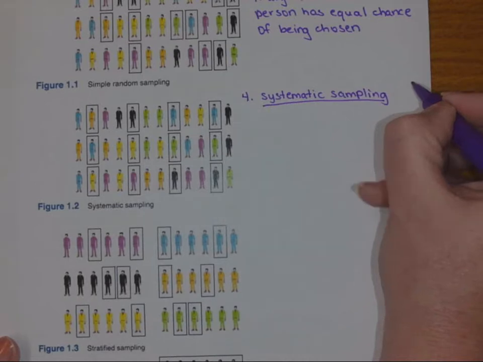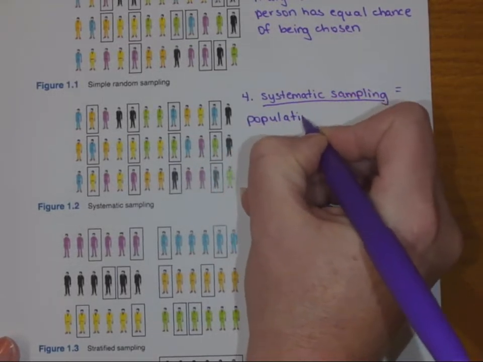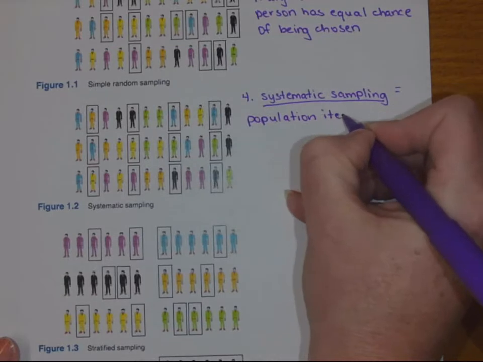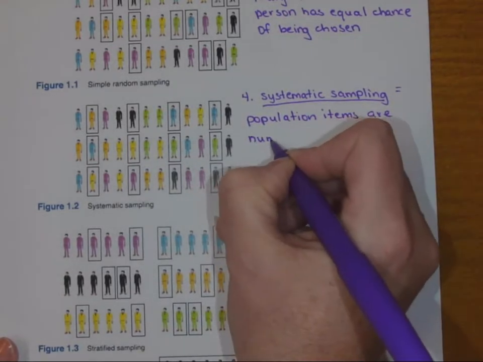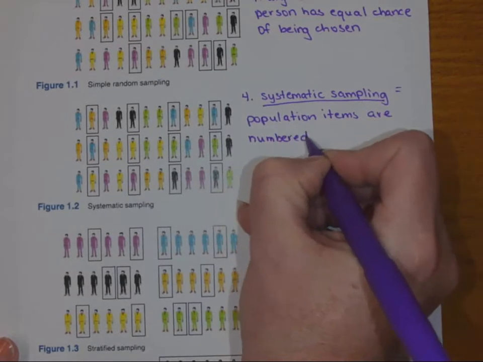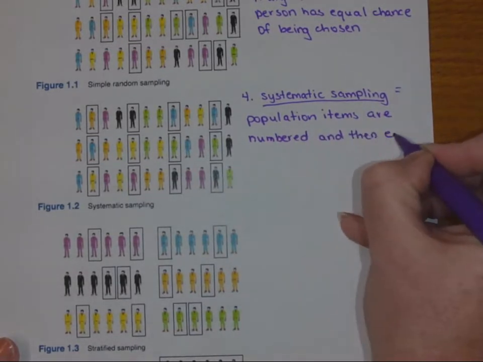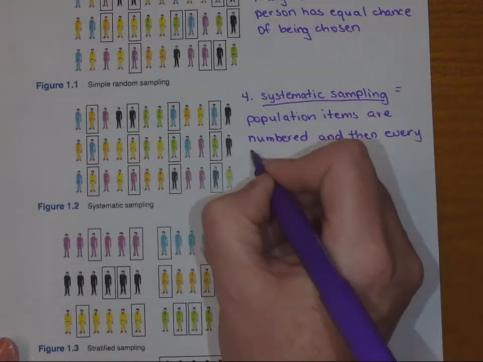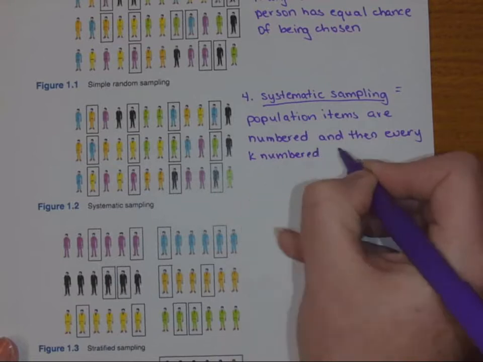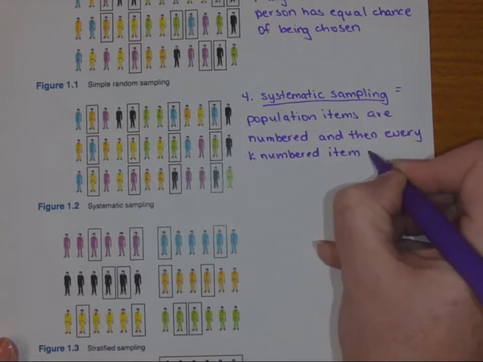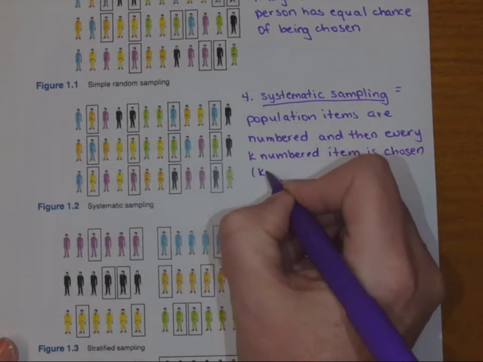And in systematic sampling, basically the population items are numbered. And then every K item is chosen. And K can be any whole number.